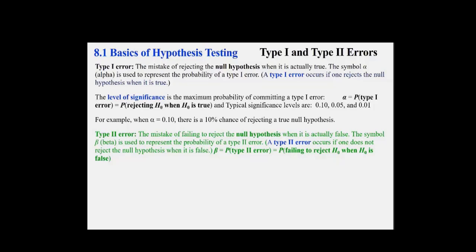That's type 1 error. If it's not true, we should reject it. And if we don't reject it, we are making a mistake. That's called type 2 error, and that's equal to beta. 1 minus alpha is the confidence level, and 1 minus beta is called the power of the test.